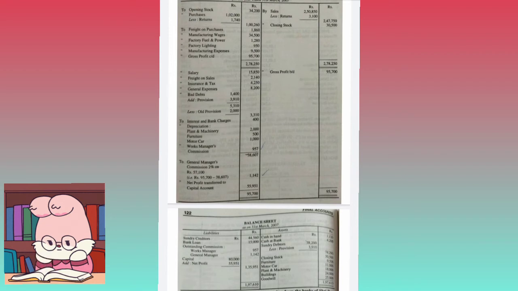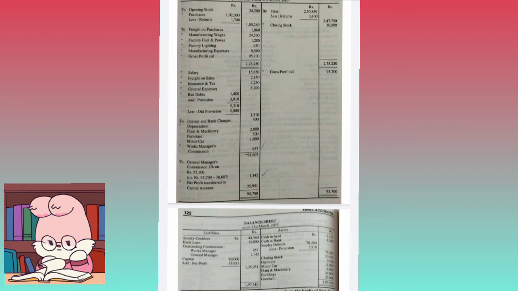2,000 minus 400 is the interest and bank charges, minus depreciation 2,000, plant and machinery, minus furniture 500, minus motor car 1,000, minus workman's manager commission 957. 57,093 would be the balance amount. Okay, on this balance amount you need to do 2%, that comes to 1141.86. You can round it off to 1142.